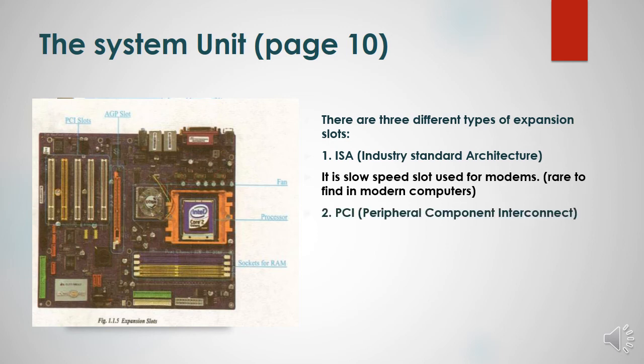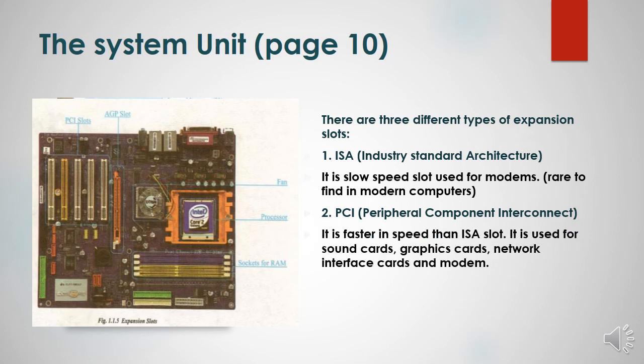PCI, Peripheral Component Interconnect. It is faster in speed than ISA slot. It is used for sound cards, graphics cards, network interface cards, and modem. These are PCI slots: sound card, graphic card, network interface card, and modem are attached in these slots.